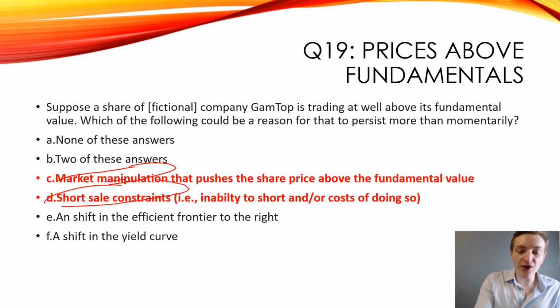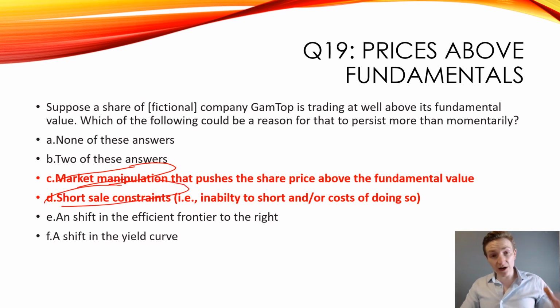Short sales constraints could also cause this. Say, for example, the stock were trading above its true value. However, brokers were not enabling you to short sell, or required such high margin requirements to short sell that you could not do so feasibly.